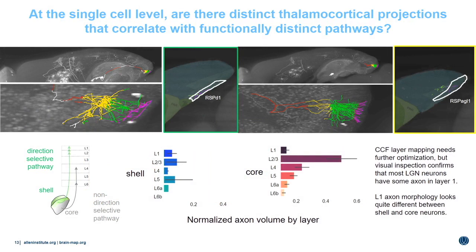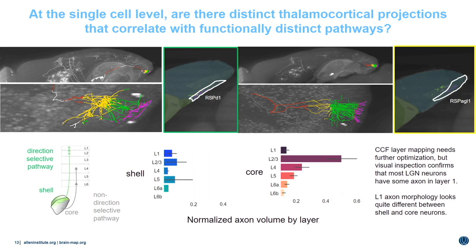And this is just one final slide where I want to visit this question of, at the single cell level, are there distinct thalamocortical projections that correlate with these functionally distinct pathways that have been previously described? A direction selective pathway that runs from the retina through the shell, that goes selectively up to these superficial layers, versus this non-direction selective, more classical pathway that should go through the core, and then with axons ending in layer 4 and deeper layers. So here I just have one example of a shell neuron and one example of a core neuron with the axon colored by layers according to the CCF.